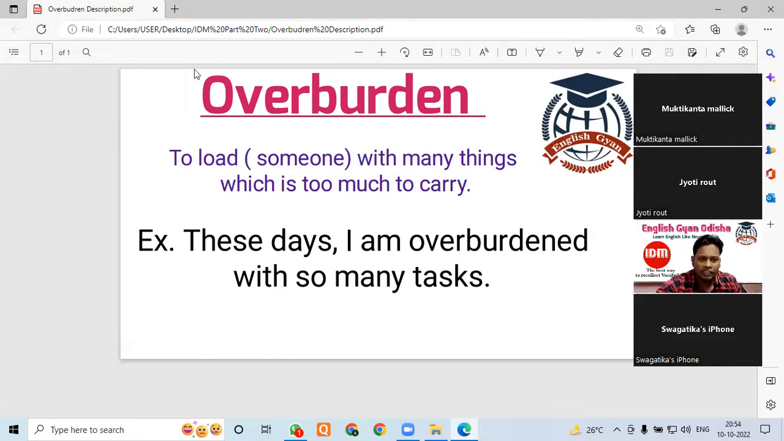Okay. So this is something called overburden. If I say, sir, what happens these days, you are not attending class, you can say, sir, today I was completely overburdened. Overburden means more than one task. Look, with so many tasks.